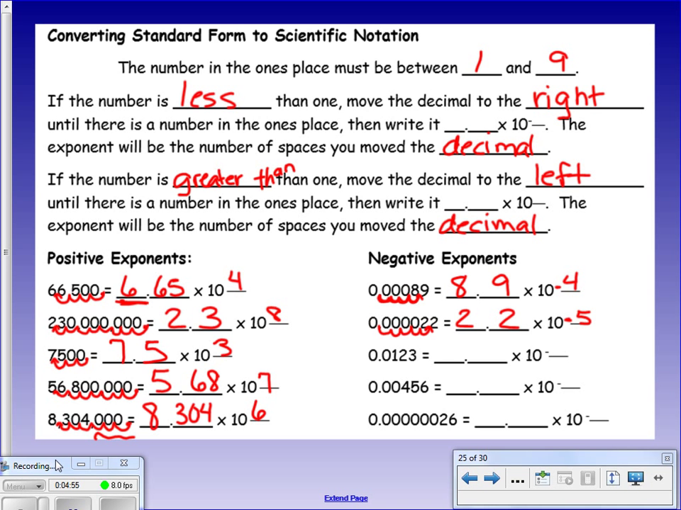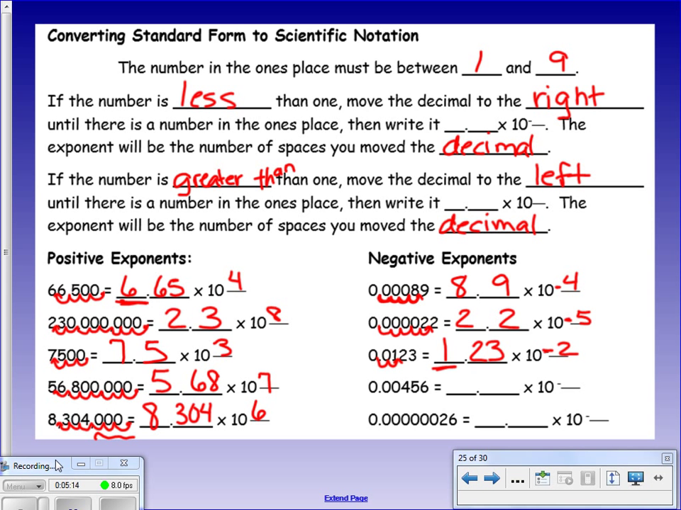Let's take a look at the next one. All right, I moved it 3 places. So it would be, oops, I'm sorry, I did that wrong. Let me go back. All right, I moved it 2 places. So it'd be 1.23 to the negative 2, because I only moved it 2 places to get a number into the ones place.